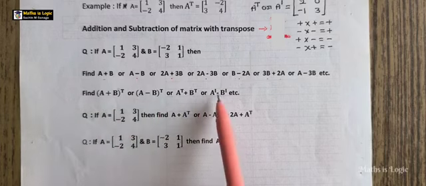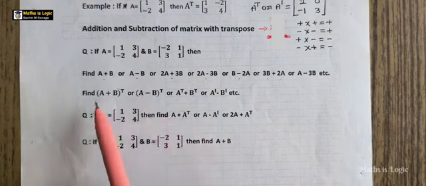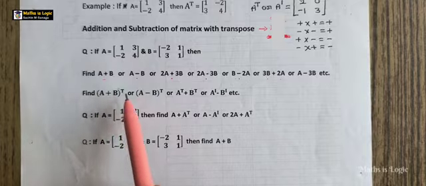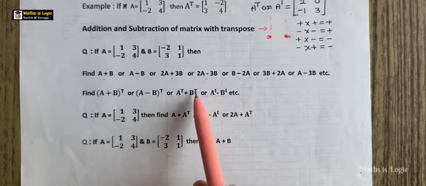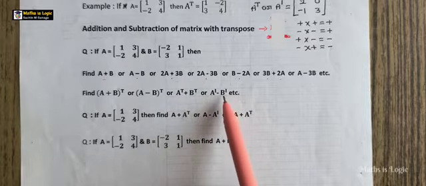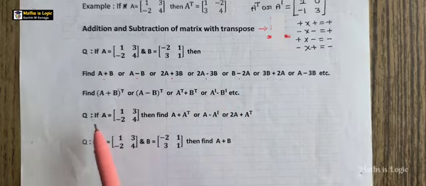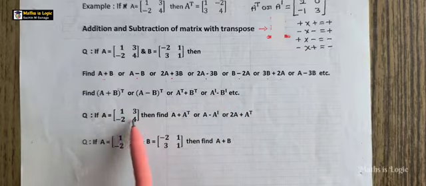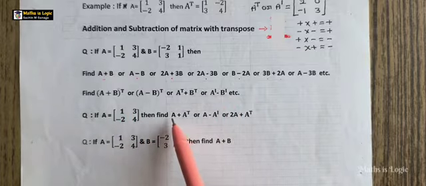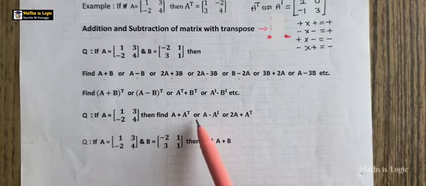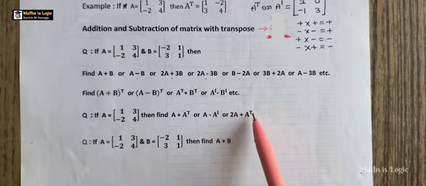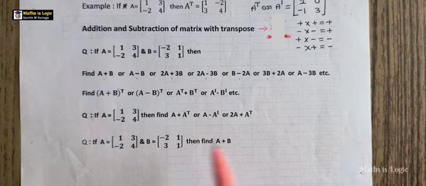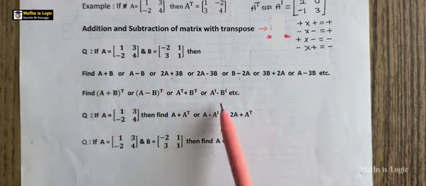And these are the questions with transpose: A plus B whole transpose or A minus B whole transpose or A transpose plus B transpose or A transpose minus B transpose. Otherwise only one matrix they will give, that is A, and they may ask find A plus A transpose or A minus A transpose or 2A plus A transpose. So let us solve some examples from this part as well as from this part.